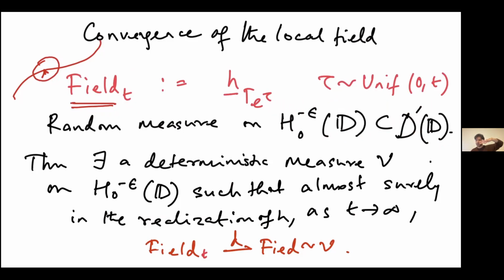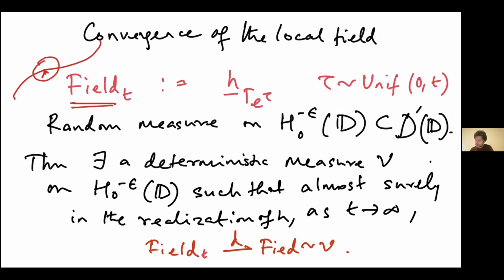And the randomness of the measure comes from the fact that the source of the measure now is this tau. Everything else is determined. So if I fix the realization of the Gaussian free field, then the randomness of this random measure comes from the location of the root at which I'm rooting my field.